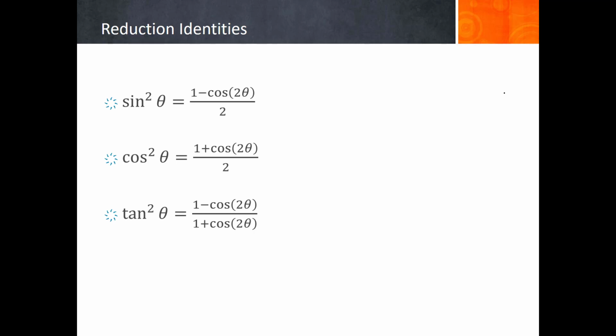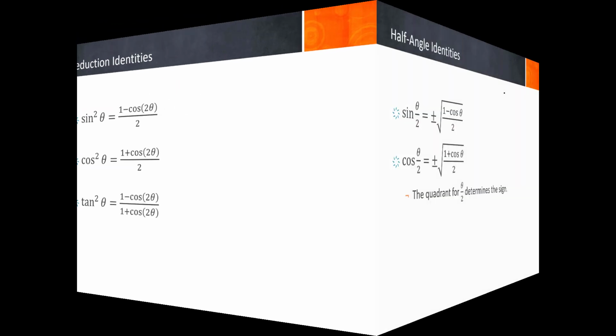So sine squared of theta is 1 minus cosine of 2 theta all over 2. So it converts it from sine squared to a double cosine angle. Cosine squared theta is very similar. It's the fraction 1 plus cosine of 2 theta all over 2. And then tangent squared theta just combines the sine squared and the cosine squared to give us 1 minus cosine of 2 theta divided by 1 plus cosine of 2 theta. Again, the key there is it allows us to reduce from squared to just a single cosine, no more squared.